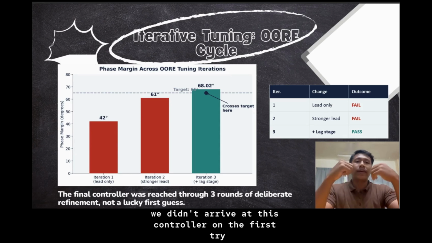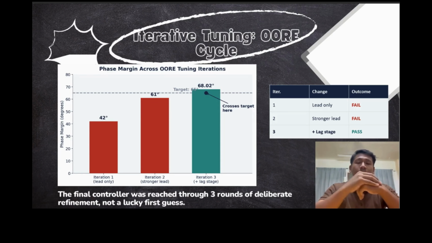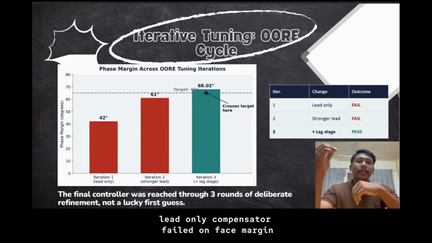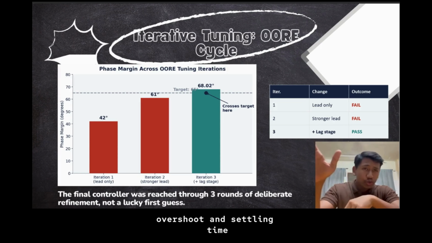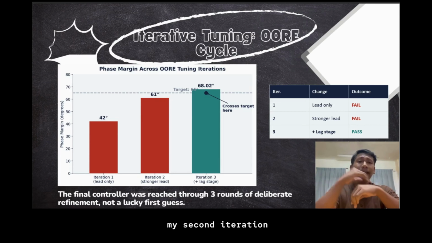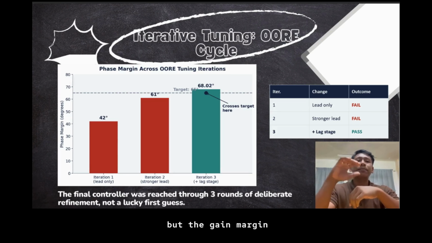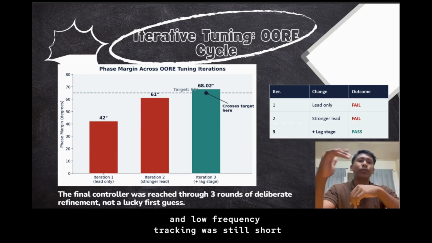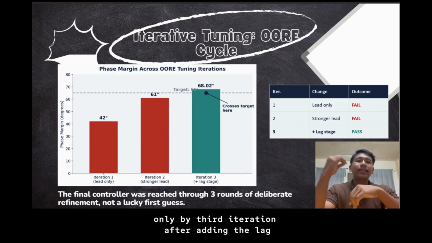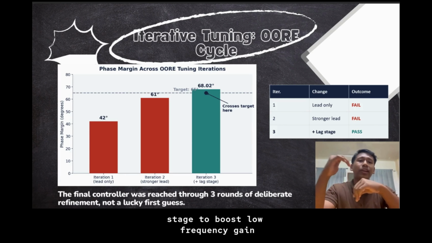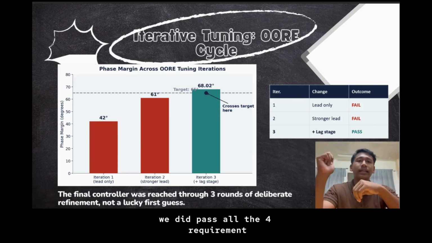Next, we didn't arrive at this controller on the first try. In the first iteration, a lead-only compensator failed on phase margin, overshoot, and settling time. In the second iteration, it improved the phase margin to 61 degrees, but the gain margin and low frequency tracking were still short. Only in the third iteration, after adding the lag to boost low frequency gain, did we pass all four requirements simultaneously.